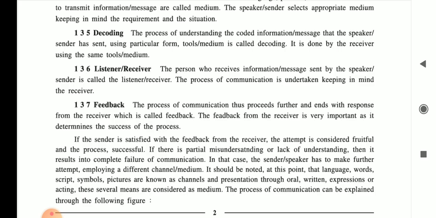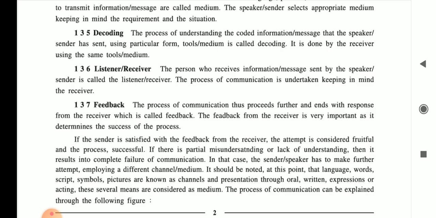Next one is the listener. The person who receives the information sent by the speaker or sender is called the listener or receiver. See, the message that is received by any particular party is known as the receiver. The process of communication is undertaken keeping in mind the receiver. See, the whole process of communication is conducted keeping in mind the situation of the receiver. Without it, it is unable to initiate.